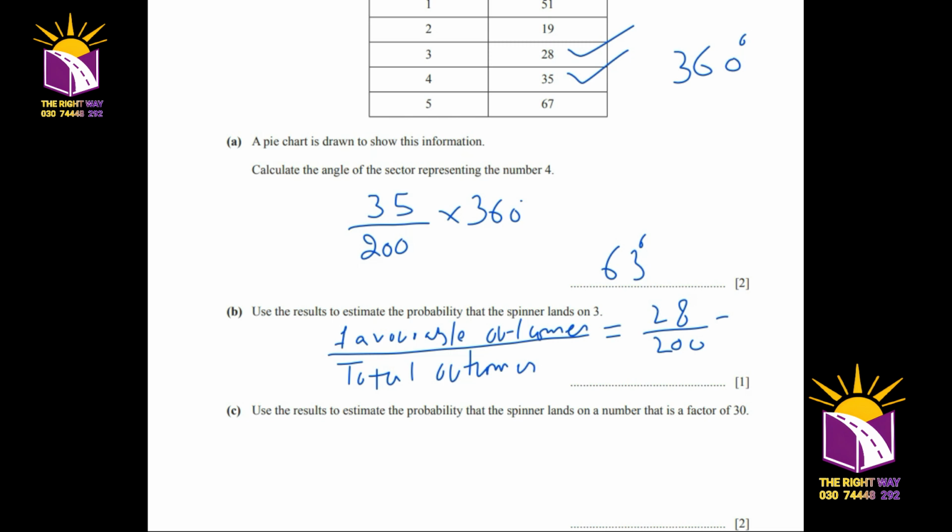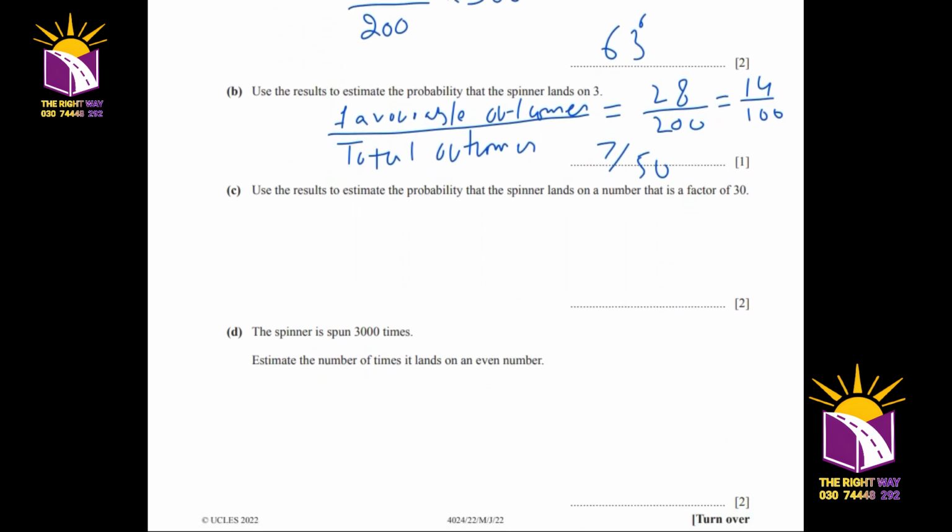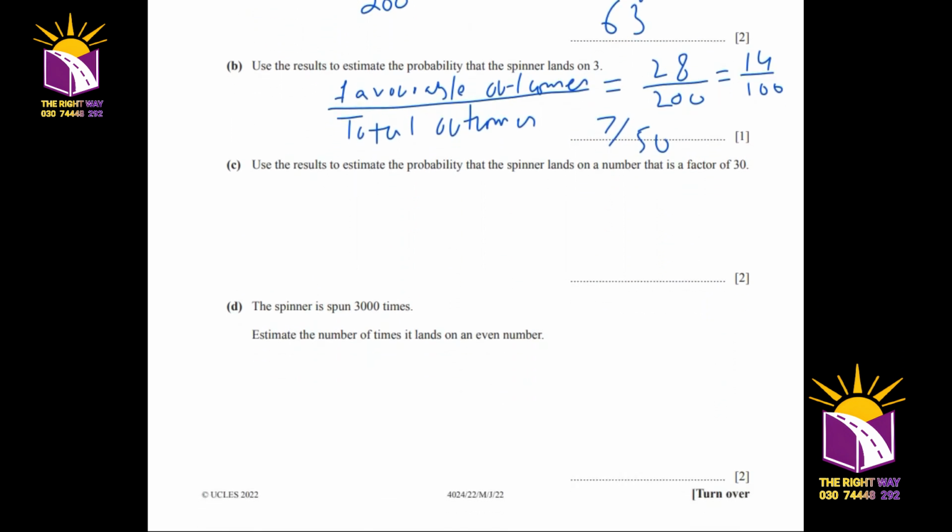So 28 by 200 will be 14 by 100 and 7 by 50. So my probability will be 7 by 50. By using a calculator, 28 divided by 200 will be equal to 7 by 50. You can write it in fraction or decimal number, it's up to you. But in most cases in probability we write our answers in fraction.